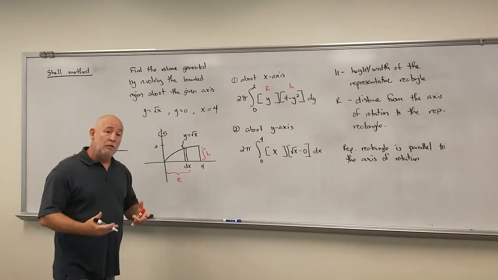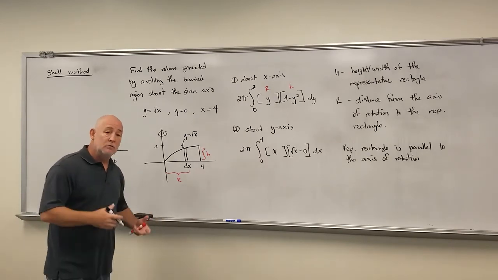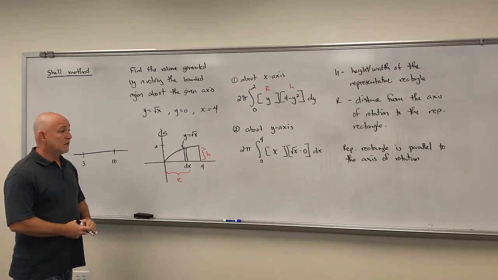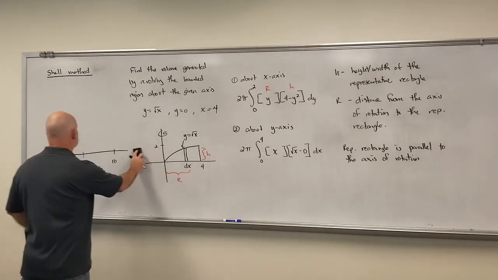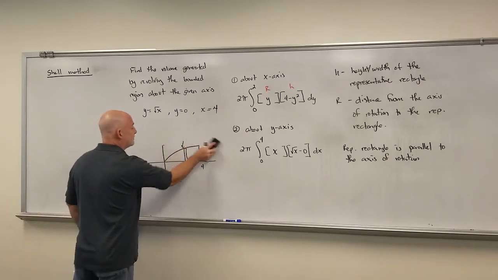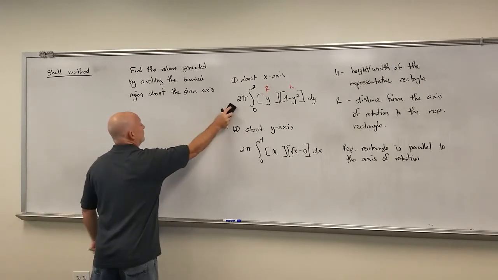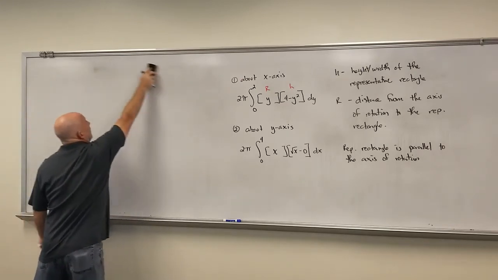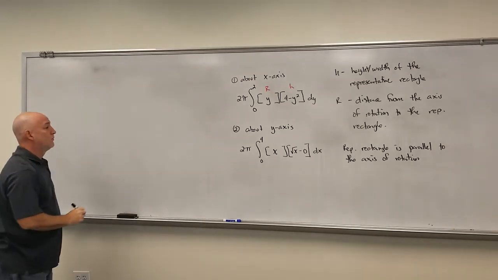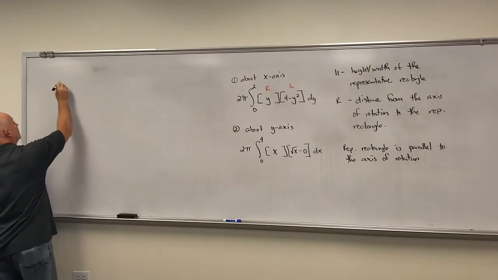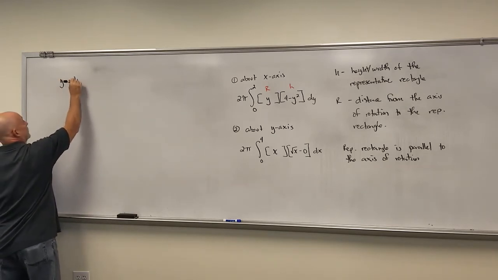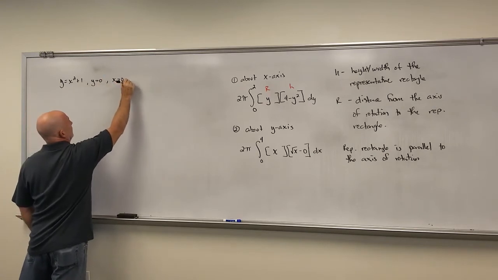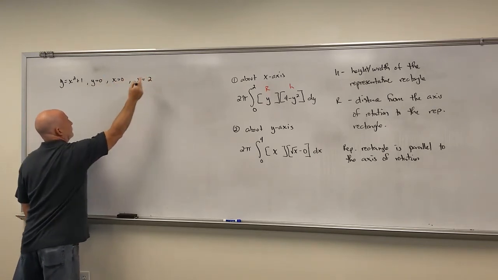Now, why would we need two methods if the washer or disc method, whatever you want to call it, worked out just fine? Well, let's take a look at a couple of instances where having two methods makes our life easier, and sometimes not only easier, but doable. Sometimes without another method, you can't actually solve a problem. So let's take a look at, we did this one last time also. We had y equals x squared plus 1, y equals 0, x equals 0. I think it was x equals 2, doesn't really matter.